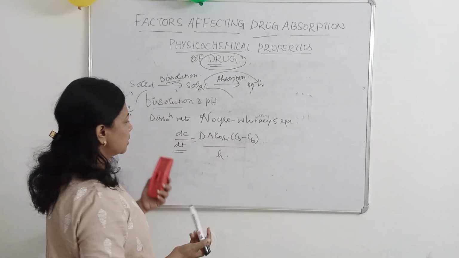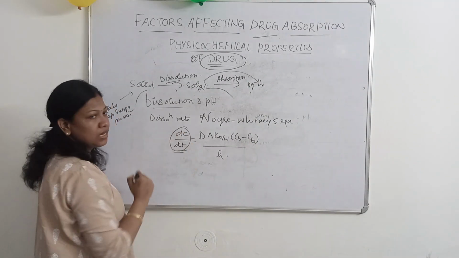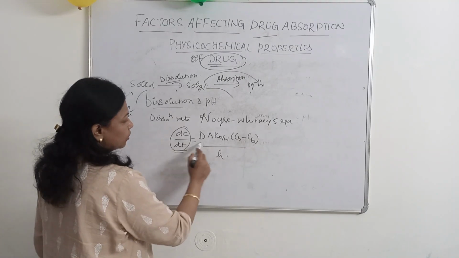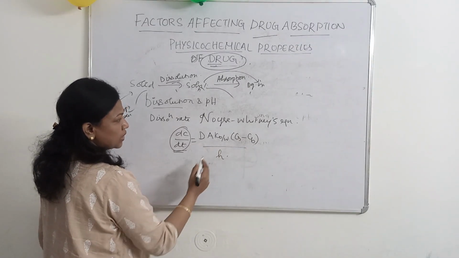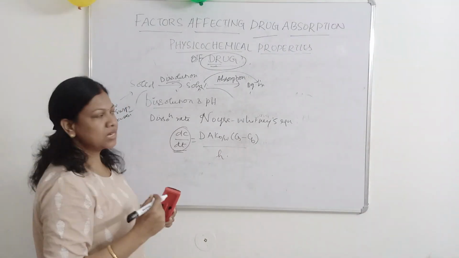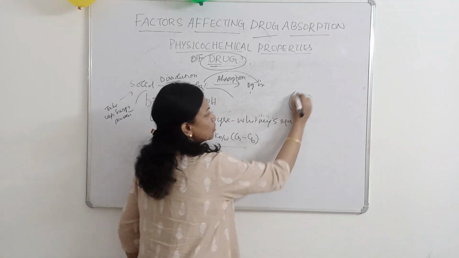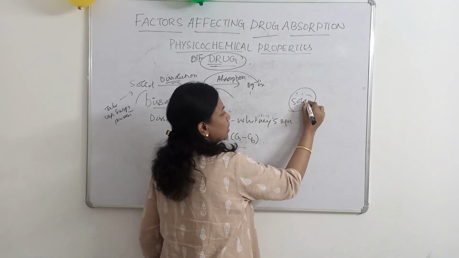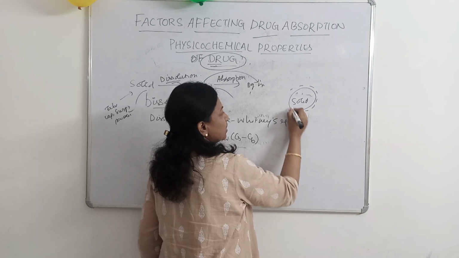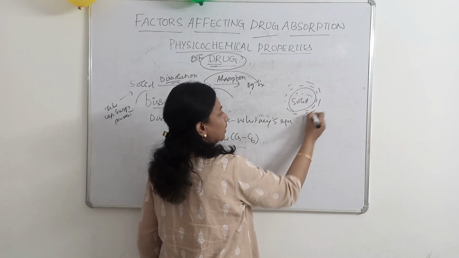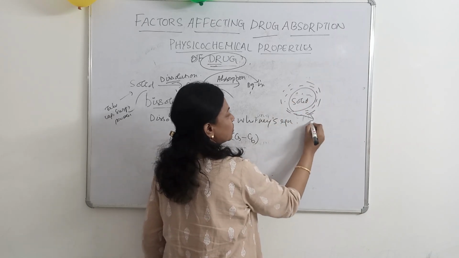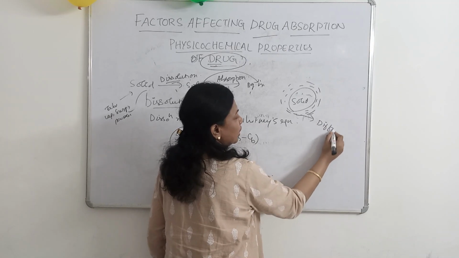Now, what are Cs and Cb? dC/dt is the rate of dissolution. These are all the parameters which explain the diffusion layer. Now, what is the diffusion layer? When the solid drug dissolves, it forms a saturated layer around its surface, which is known as the diffusion layer.